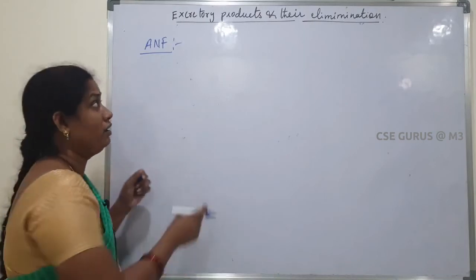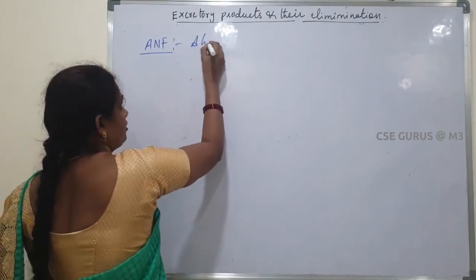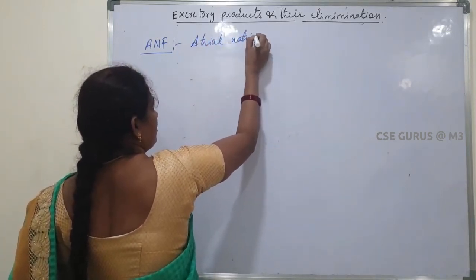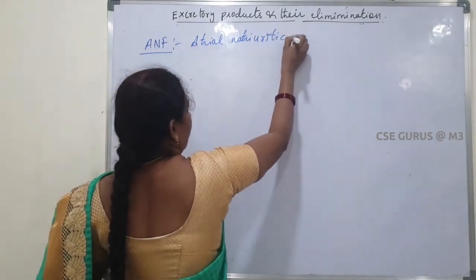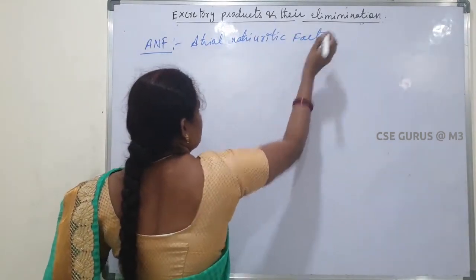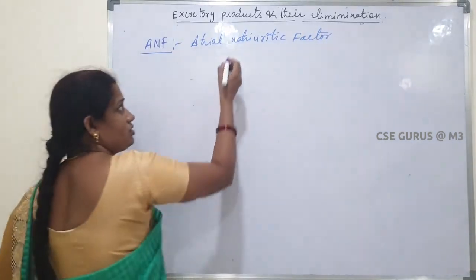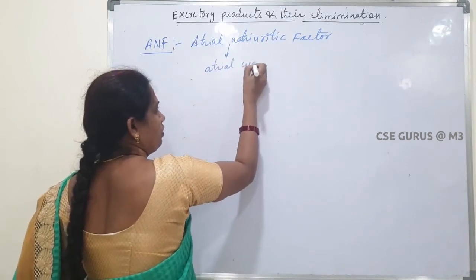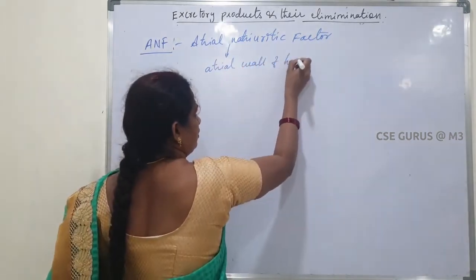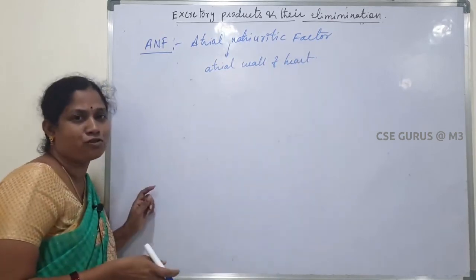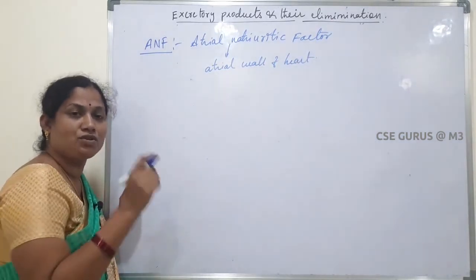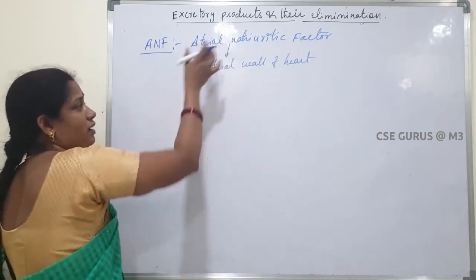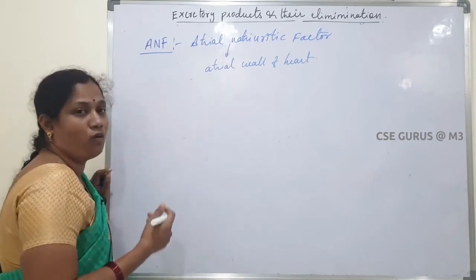Next, ANF. ANF means atrial natriuretic factor. This factor is secreted from the atrial wall of the heart. The heart can be divided into 4 chambers, atria and ventricles. The wall of the atria secretes this factor. This factor regulates the water balance.